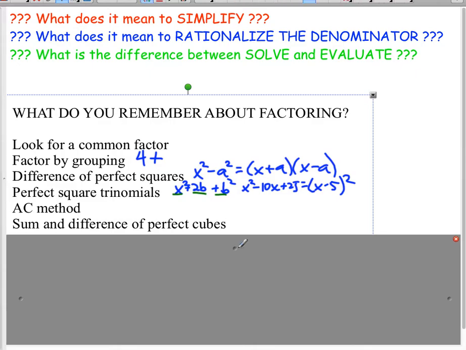So a cube, instead of being a square, we have a cube. So it's a cubed and b cubed, and there could be a plus or a minus in between there. All right.